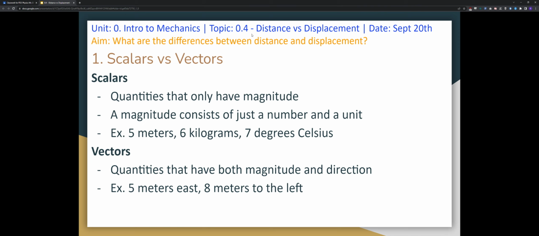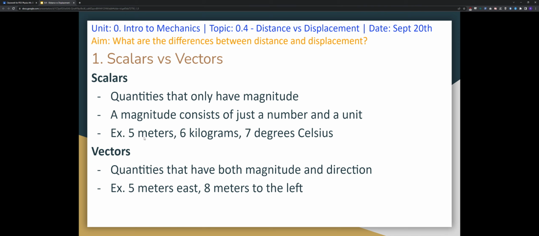Now, in physics, you'll learn the difference between two terms: a scalar and a vector. A vector has a very specific definition. The difference is that one has a direction and the other does not. Scalars are quantities that only have magnitude, which really consists of a number and a unit, like 5 meters, 6 kilograms, 7 degrees Celsius.